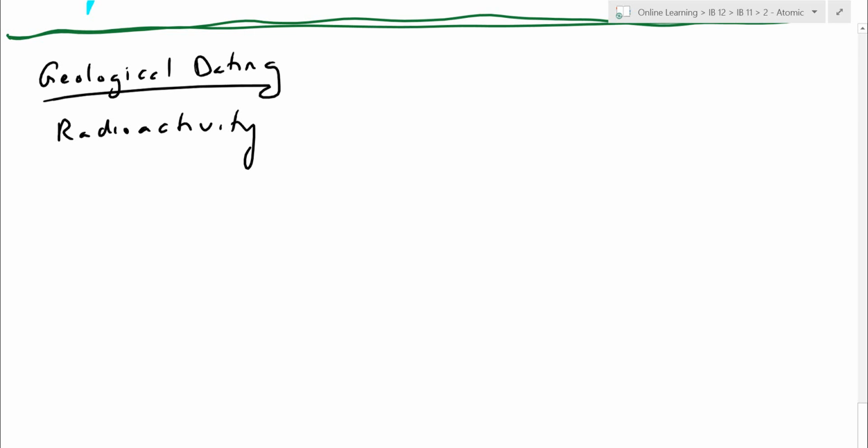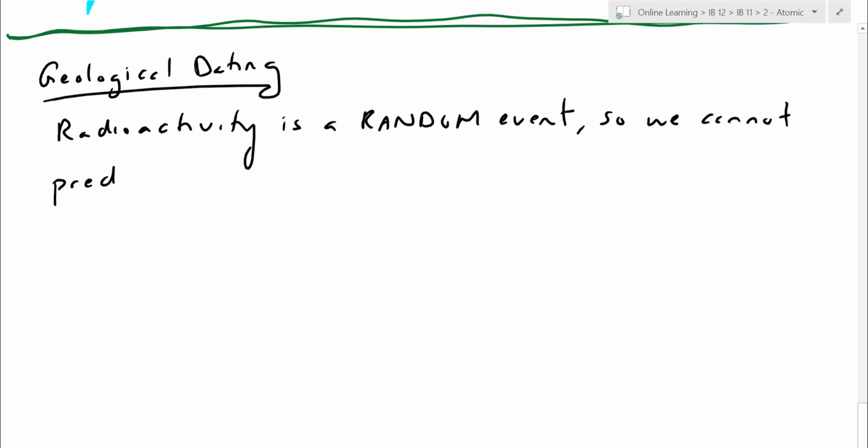If you think about the alpha, the beta, the gamma, radioactivity is a random event. So you can't actually predict when it's going to happen, how long until the next event happens. There's going to be a probability that comes into this. So radioactivity is a random event. So we cannot predict which atom will decay, let alone when it will decay.